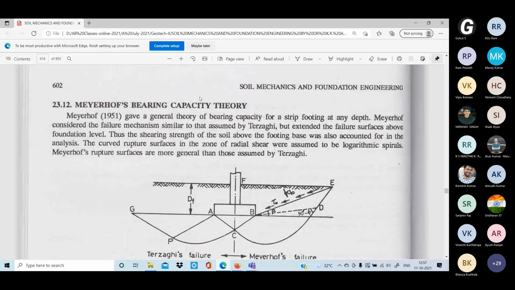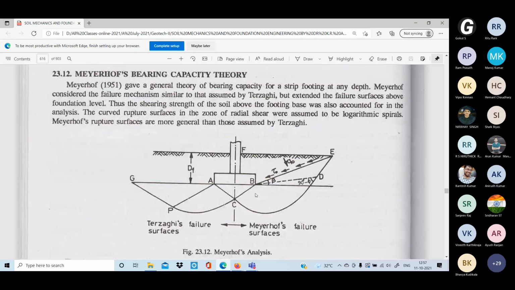And finally Meyerhof, we have seen a little more advanced. He says that the failure will take place above the foundation.